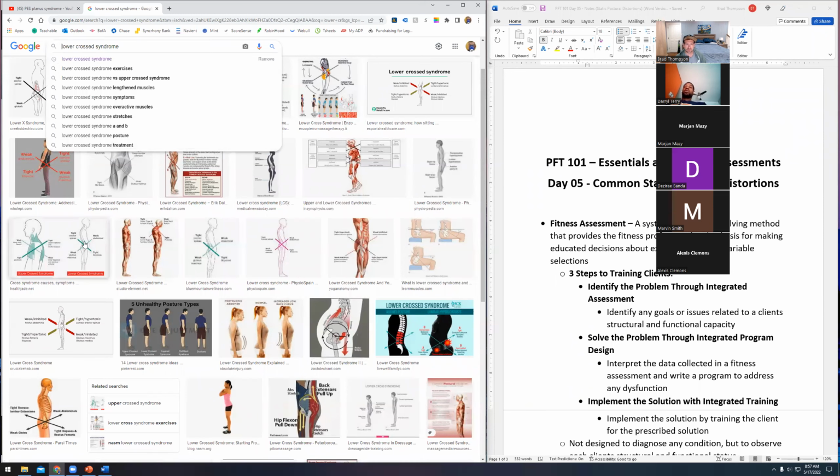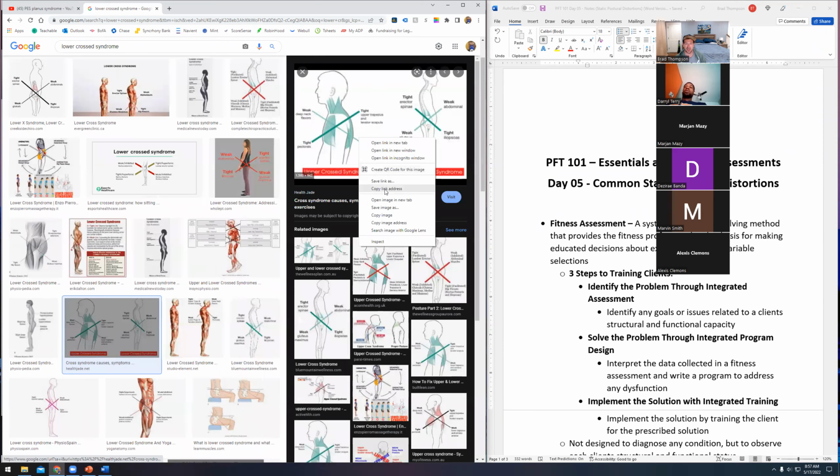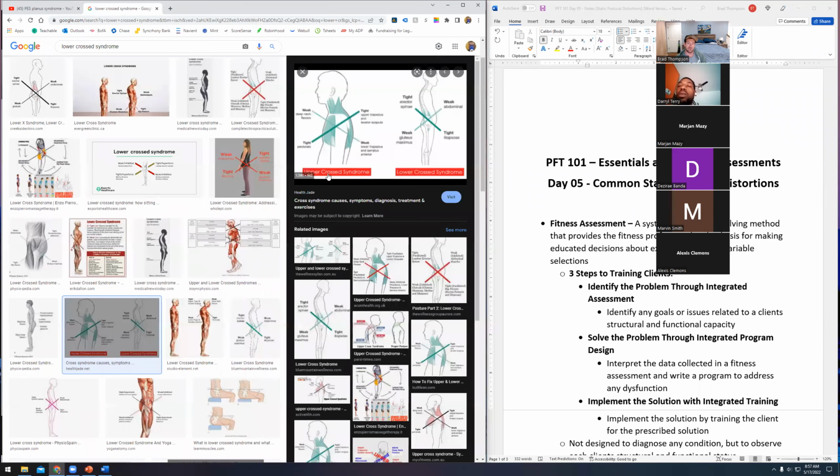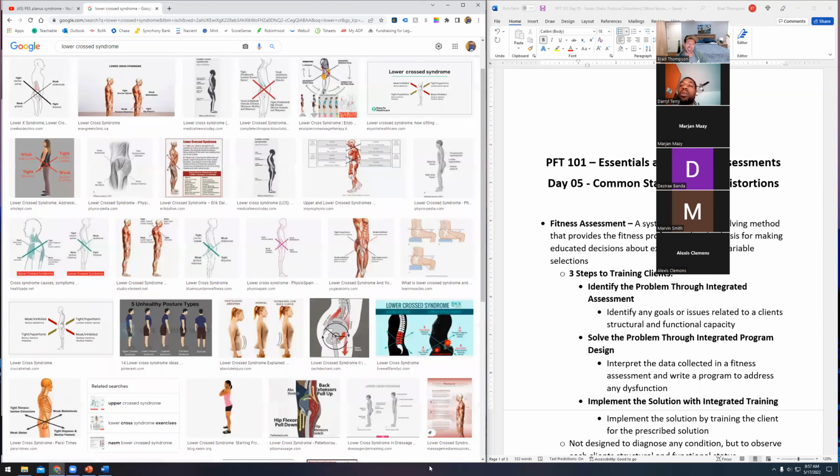And then lastly, our third distortion is going to be upper crossed syndrome, where we see the same sort of thing, a big tight X. A tight line here and a weak line here making an X, right? And that's the upper back rounding with the forward head posture that we sometimes see. So obviously there are other distortions out there.